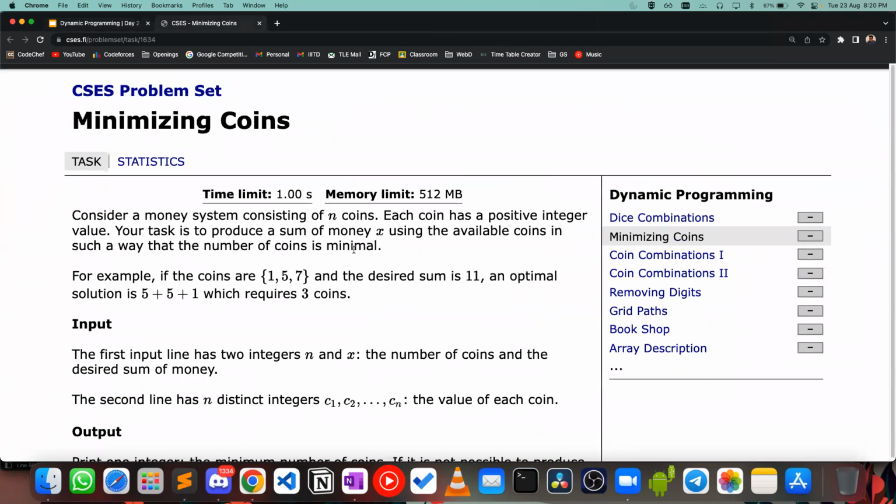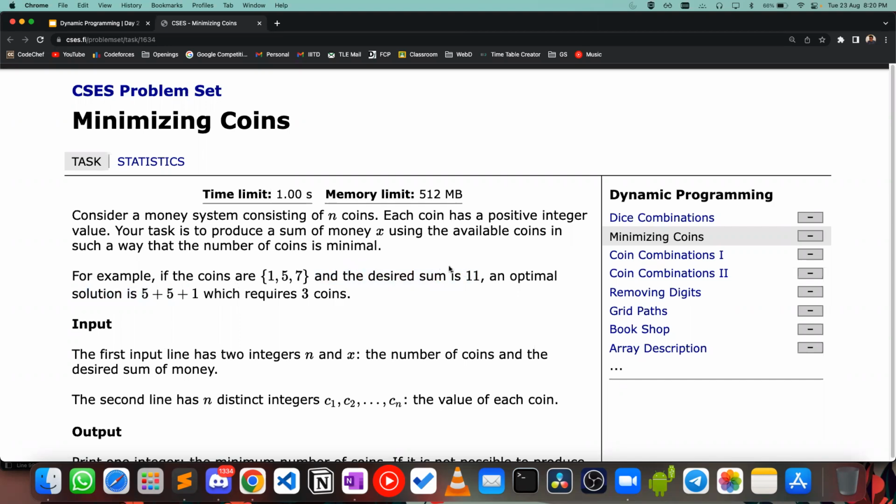So you have this problem which says consider a money system consisting of n coins. Each coin has a positive integer value. Your task is to produce a sum of money x using the available coins in such a way that the number of coins is minimal, right? For example, if the coins are 1, 5, 7 and the desired sum is 11, an optimal solution could be 5 plus 1 plus 1, which requires 3 coins.